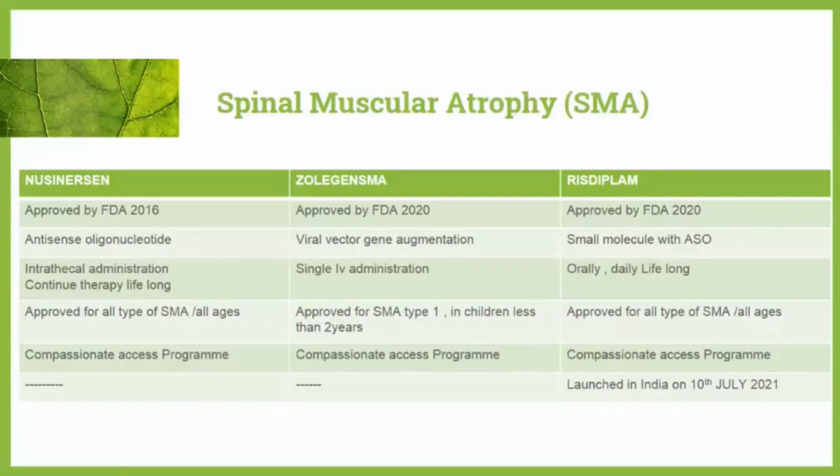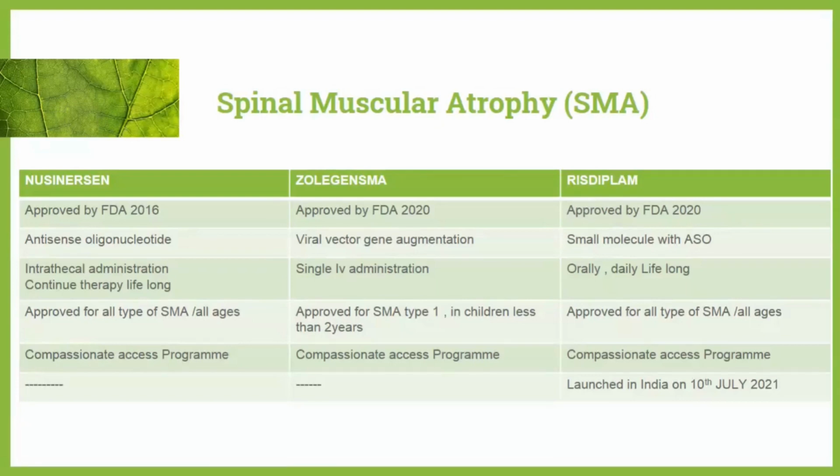So in spinal muscular atrophy, there are 3 molecules. First, approved by the FDA in 2016, is nusinersen. It is an antisense oligonucleotide. It is given by intrathecal administration, continued as lifelong therapy, approved for all types of SMA and all ages, and it is available to some of the patients through a compassionate access program.